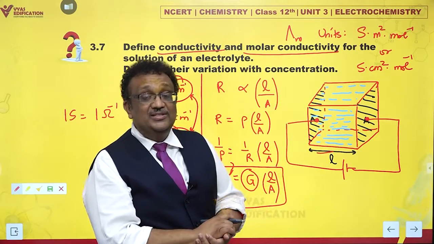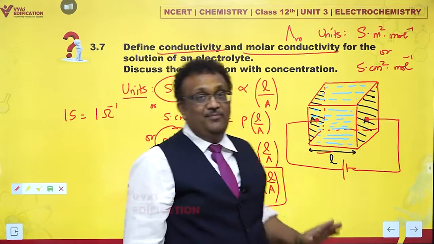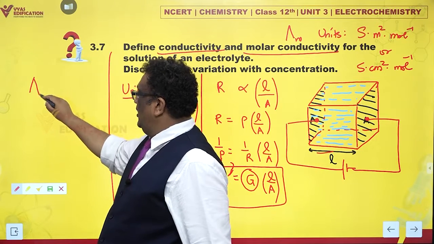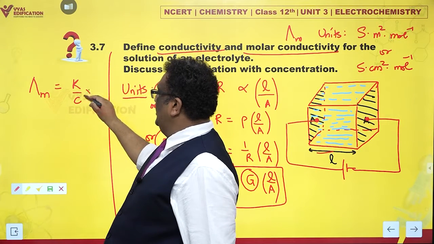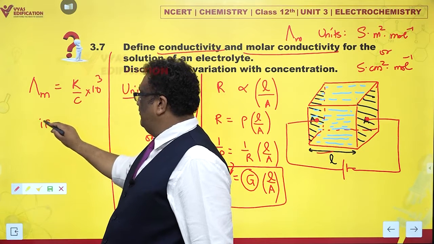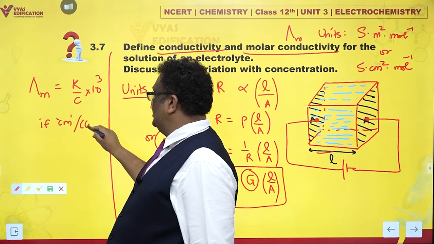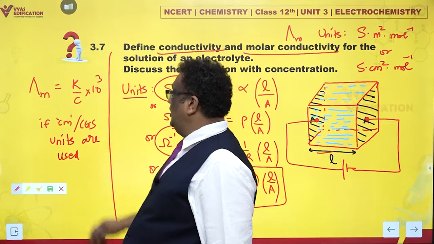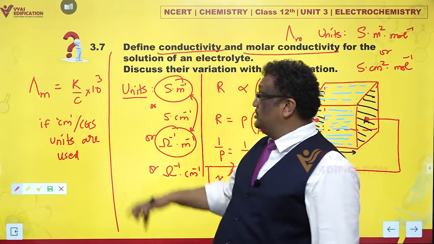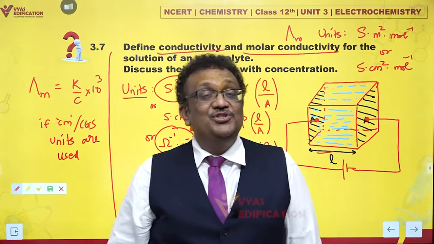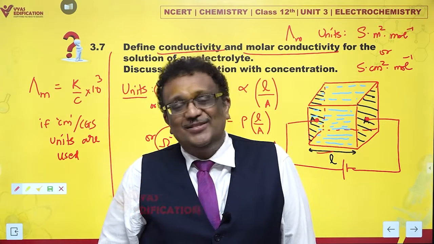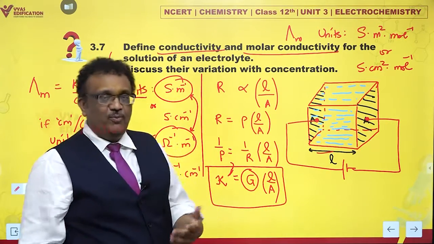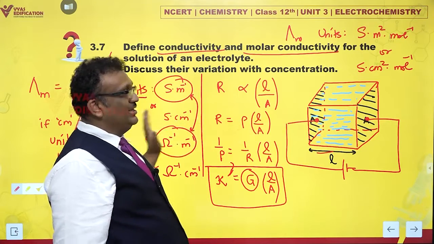The simple expression: is there a relation between kappa and lambda m? Yes, there is. Although this is not asked, let me mention, lambda m is kappa by c into 10 to the power 3 if centimeter, CGS units are used. And in case SI units are used, instead of 10 to the plus 3, it becomes 10 to the minus 3. This is just a formula. If you have this, great. But again, this is not a part of this question, but we'll be using this very often, so I happen to mention this. If you are just supposed to answer this question, I have answered this already.